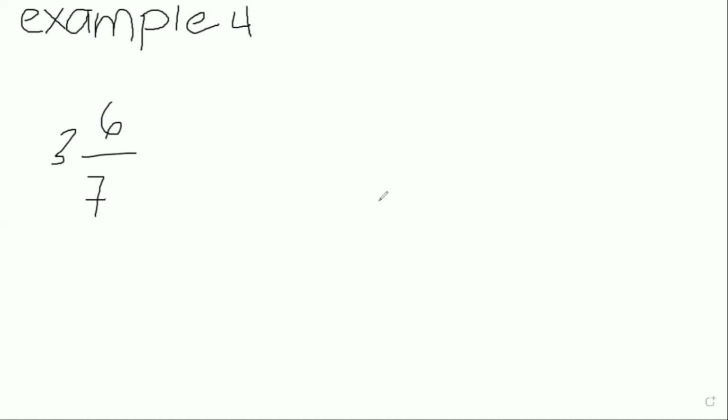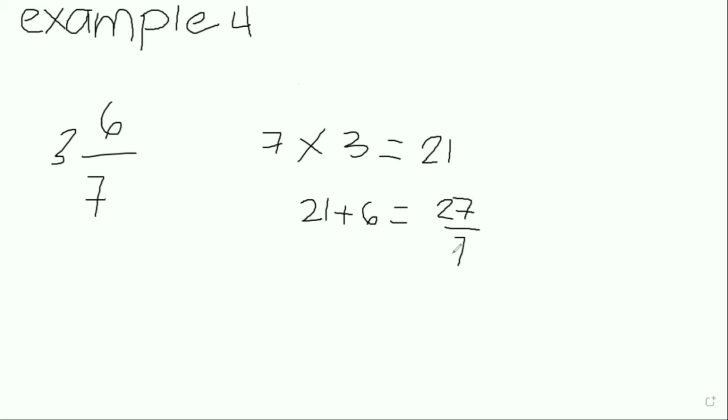Our fourth example is 3 and 6/7. So let's multiply 7 with 3. So 21. And then we are going to add the product with the numerator, which is 6. So 21 plus 6 equals 27. And then just copy the denominator 7. Our answer is 27/7.